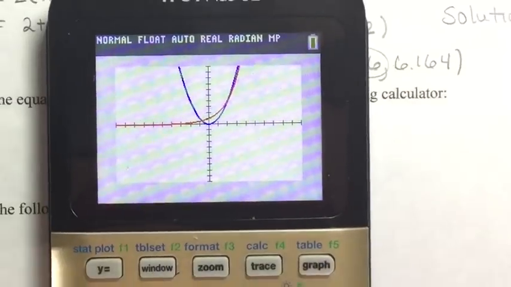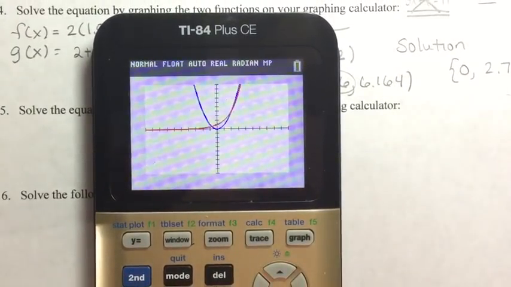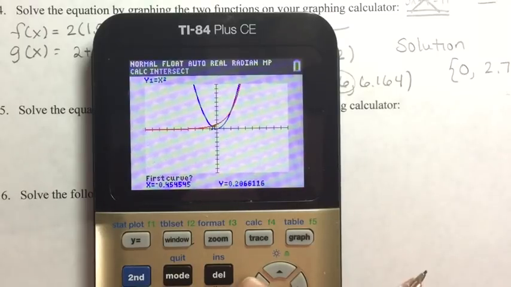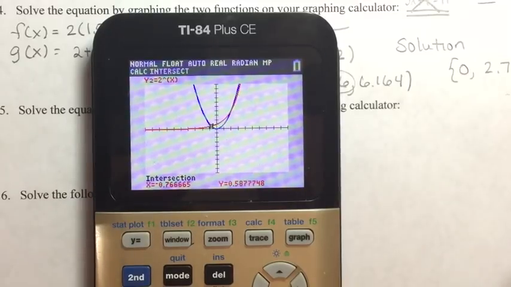Okay, so once again, here we go. I've got to do second, trace, intersect. Let's do the easy one first, right there. Get as close as you can to where you think that is. Enter, enter, and guess. All right, well, there it is, right there. Okay, you see my x is about negative 0.7666, so it's actually negative 0.8. But if you were to put negative 0.767, don't forget to round correctly, that is absolutely fine.